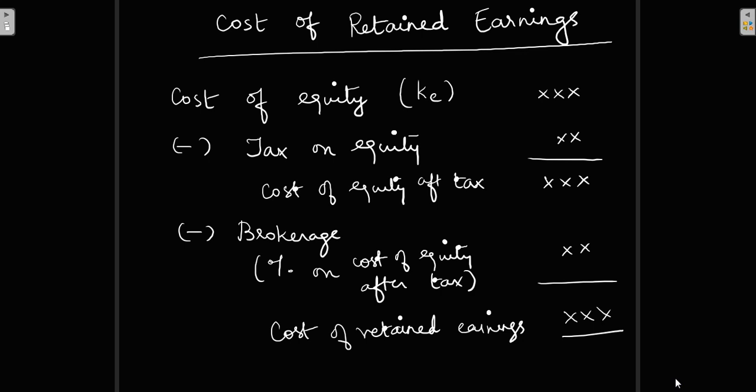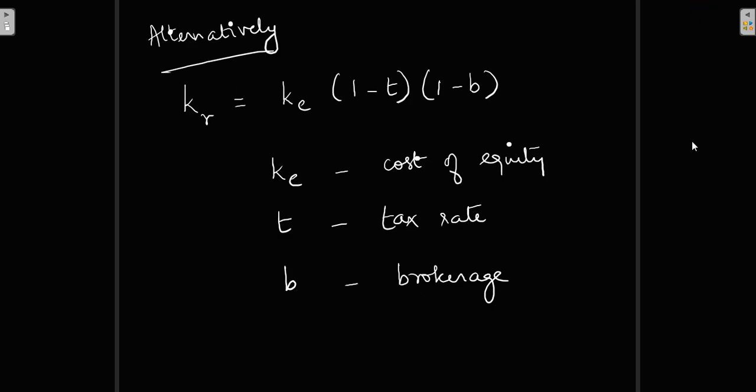So how do we calculate cost of retained earnings? We find the cost of equity, deduct the tax on the equity and the brokerage from it, then we get cost of retained earnings. We have an alternate method also. Kr, the cost of retained earnings, is equal to cost of equity into 1 minus tax into 1 by 1 minus brokerage. Let's see a couple of sums to understand this concept better.